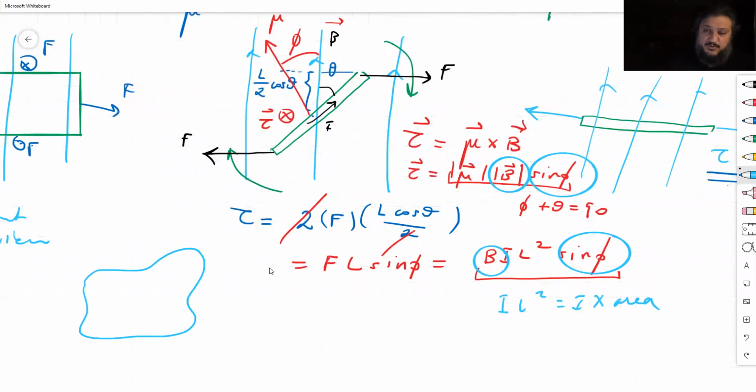It's still a loop. Just imagine your fingers going around the loop like this, and the thumb is the vector which is perpendicular to the plane of the loop, in this case coming towards you, right? This is the direction of the mu.